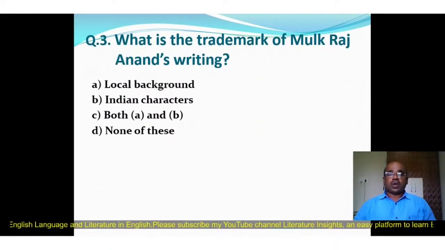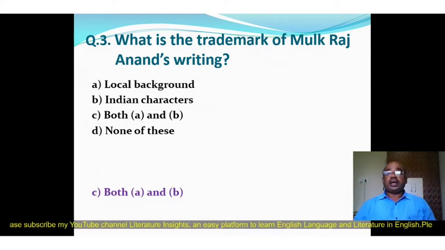Question number 3. What is the trademark of Mulk Raj Anand's writing? A. Local background, B. Indian characters, C. Both A and B, D. None of these. The correct answer is C. Both A and B. Local background and Indian characters are the trademark of Mulk Raj Anand's writing.